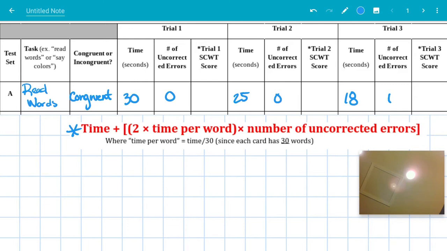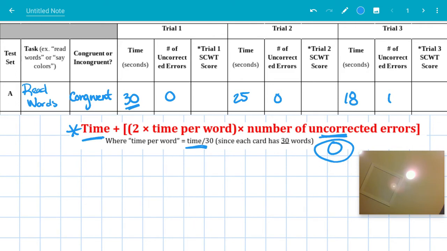So I want you to pay really close attention to how nice and easy it is. It's 2 times the time per word, and time per word is the amount of time, like 30, for example, divided by the number of words, which was 30, times the number of uncorrected errors. And this is the part that makes it really fun. If your partner read their card and did it all perfectly, then this number is 0. And so this makes that equation really, really easy. It's just time plus 0 because it's all multiplied. I'll spell it out. I'll make that really clear.